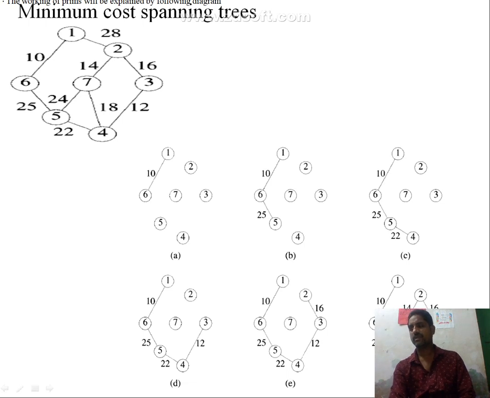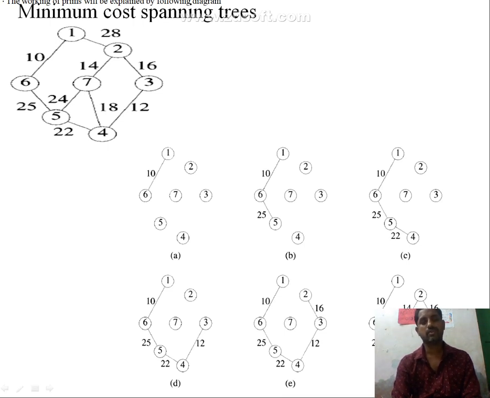So here, first of all, we have to choose the minimum cost. 10 is the minimum cost. In that way, we can represent the next edge. So the next edge is 6 to 5, that is 25, and 5 has 2 vertices connected: the first one is 7 and the second one is 4. Here, 22 is the minimum. That is, 5 to 4 is 22 and 5 to 7 is 24, so 22 is the minimum. Then we go from the 22.